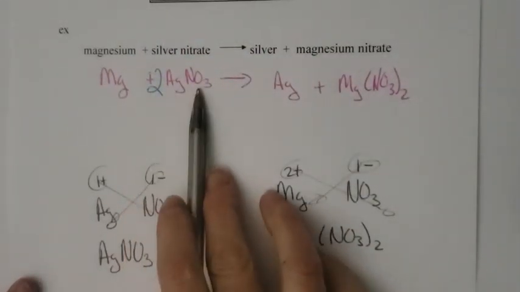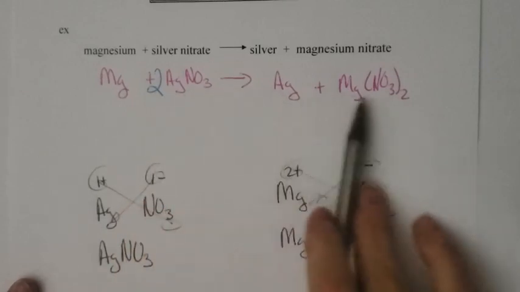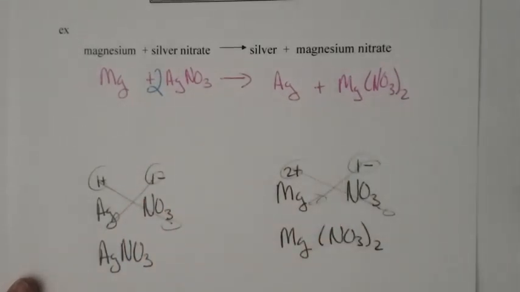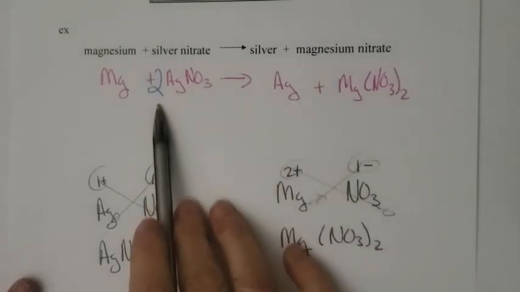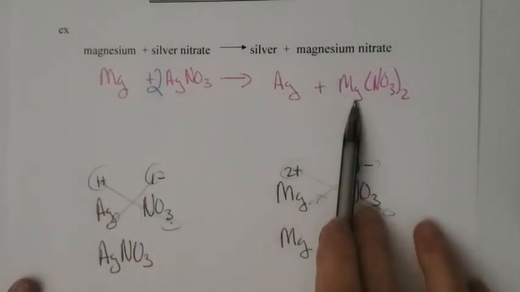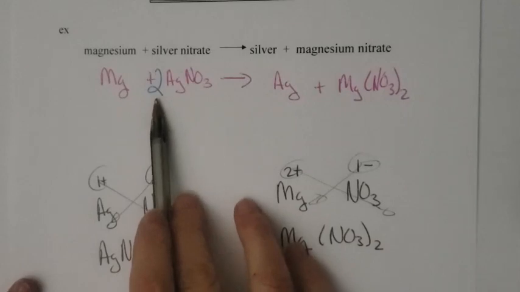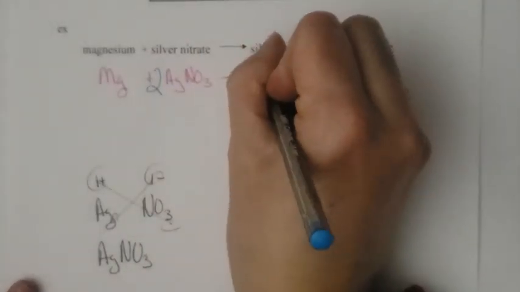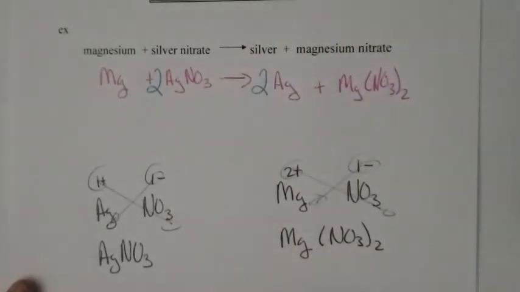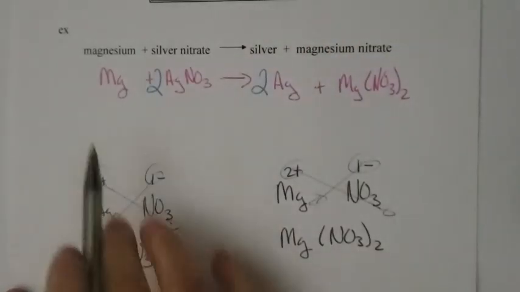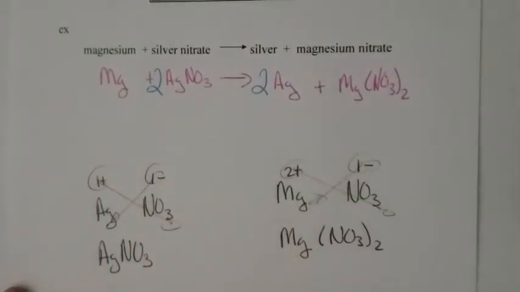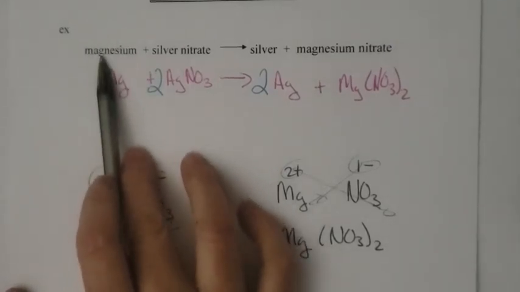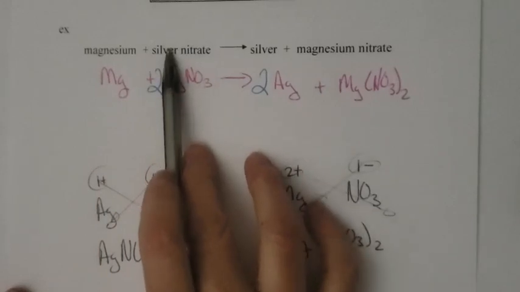And when I do that, I now have 6 oxygens on this side, but I also have 6 oxygens on this side. You always have to double check, because sometimes when you put a coefficient in, it messes other things up. Magnesium still balances, but now I have 2 silver on this side and only 1 silver on this side. So my final step is to put another 2 there. So now I have a balanced chemical reaction that's showing single displacement, where this metal just switches spots with this metal.